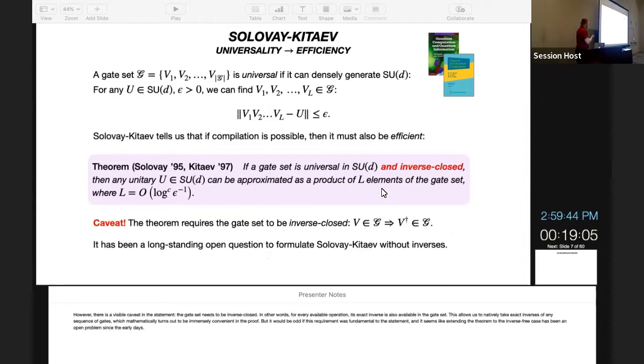But there's a notable caveat: this inverse closure requirement. The standard way in which the theorem is phrased needs an exact inverse for every element in the gate set. This, of course, means that for every sequence of these gates, we can take the exact inverse. Now, this turned out to be mathematically very convenient, but it's been a long-standing open question to remove this requirement entirely.